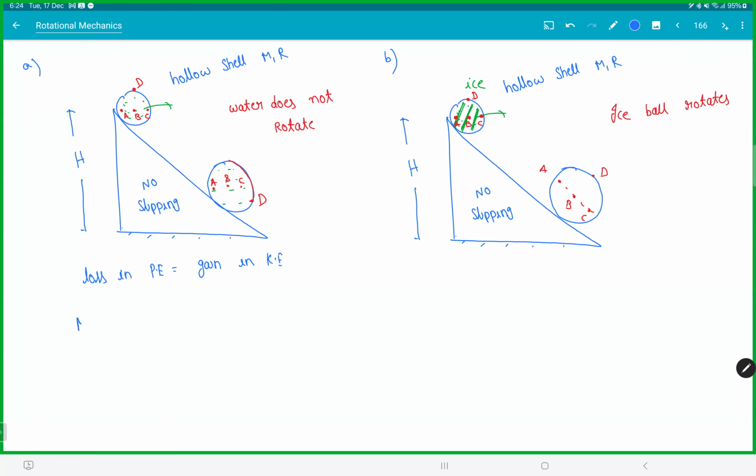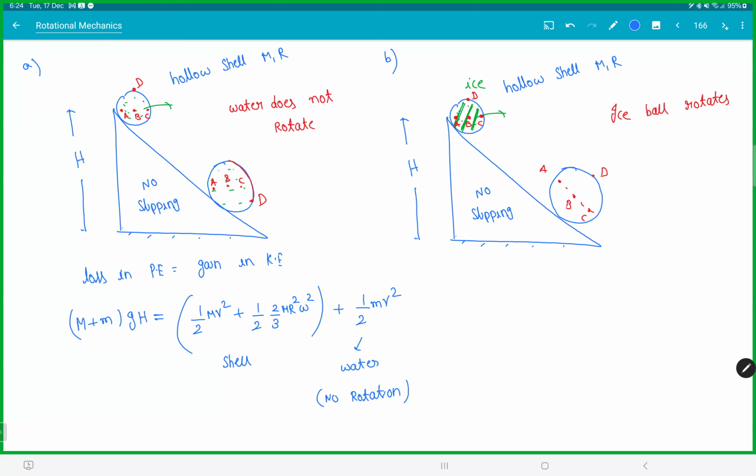So what is the loss in potential energy? M plus m. Even the water will have potential energy. Kinetic energy will be half mv square plus half I omega square, which is 2 by 3 M r square omega square. This is for the shell, plus half small m v square. This is for the water. And if you observe, there's no rotational component. Simplify that, you'll get the answer.